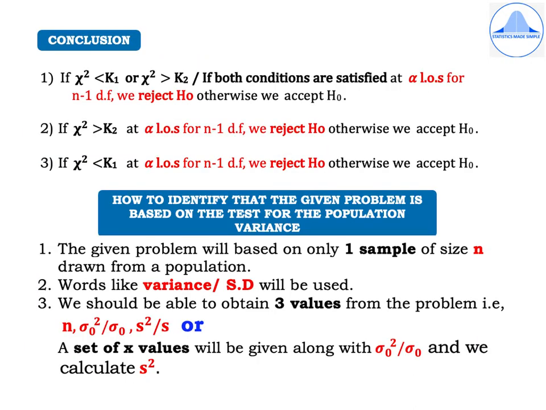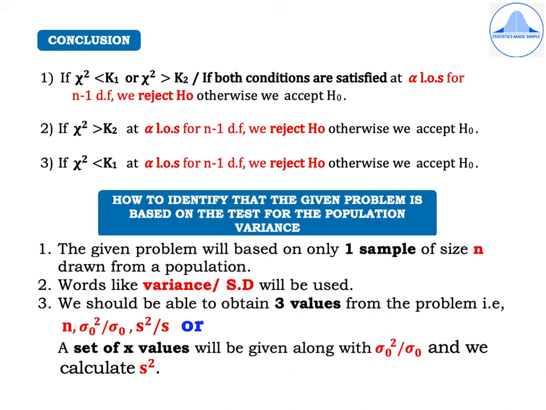Under the chi-square test for population variance, the conclusions change. The first conclusion, for a two-tailed test, is you have to check if chi-square is less than k1 or chi-square is greater than k2, or if both conditions are satisfied at alpha level of significance for n minus 1 degrees of freedom, we reject H naught, otherwise we accept H naught.